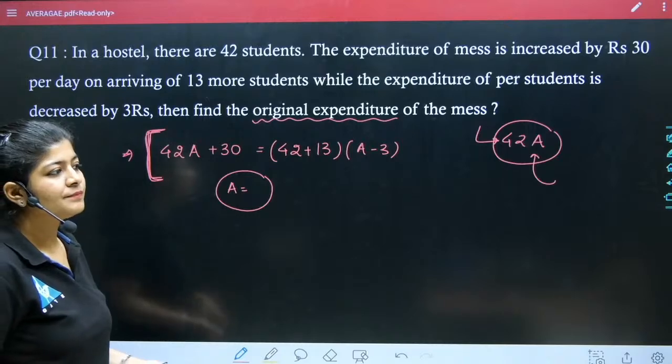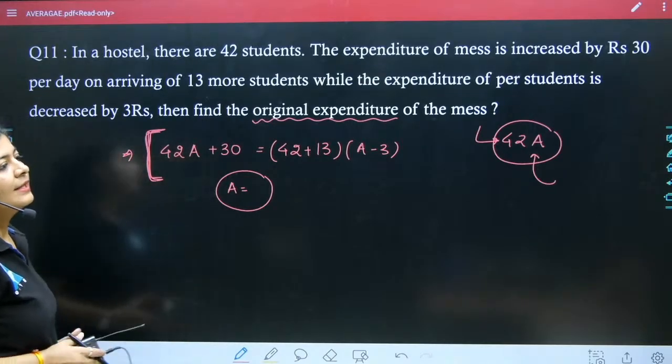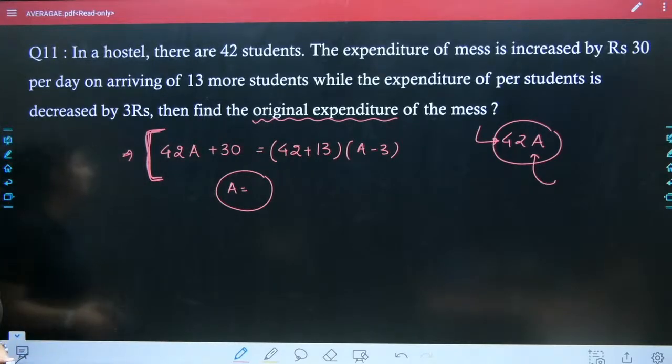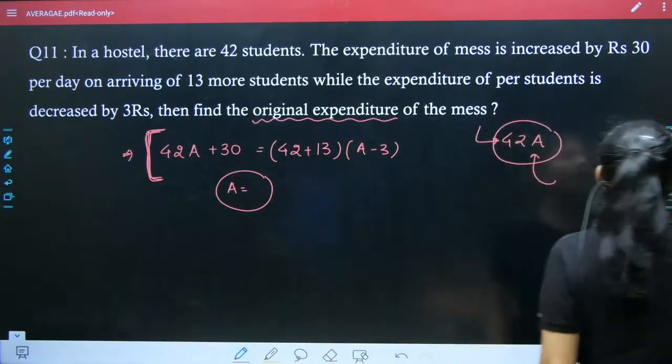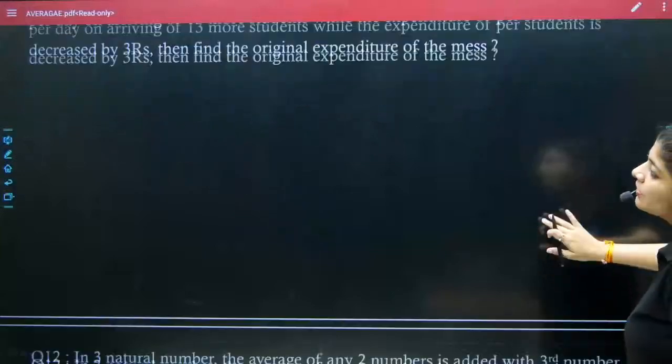Clear? Is it clear? Okay. Now let's move to the next question.